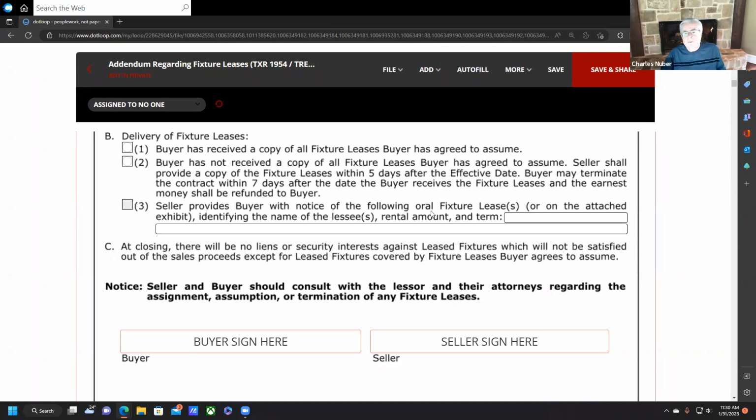Seller provides buyer with notice of the following oral fixture leases. And you're going, wow, in real estate, everything is written, can't be oral. Well, that's almost true. The reason for this is because there are propane tanks out in areas where there was only like one propane tank for the last 50 years. That company would deliver a propane tank to the address, and it was a handshake deal. There's no documentation. So it was an oral lease where they pay maybe $15 a month for the tank, and then they pay that same company to fill the tank when it's empty. So that's why it's possible to have an oral fixture lease.